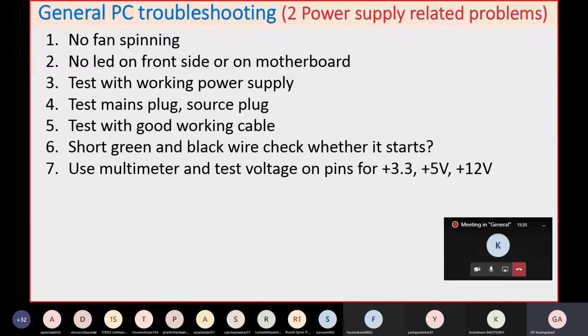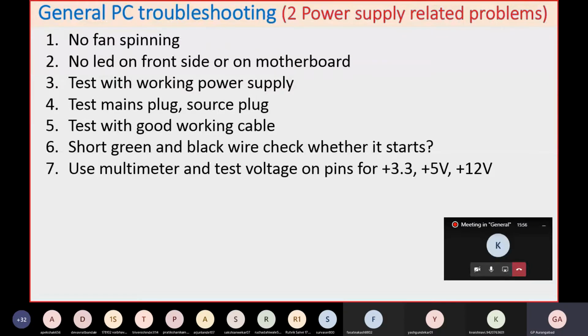You can also test with a good working cable. If you find that your cable is suspected, or burnt somewhere, or broken somewhere, or continuity is not there, then in that case you can replace it with another good working cable, and you can check whether it is still not working or not.